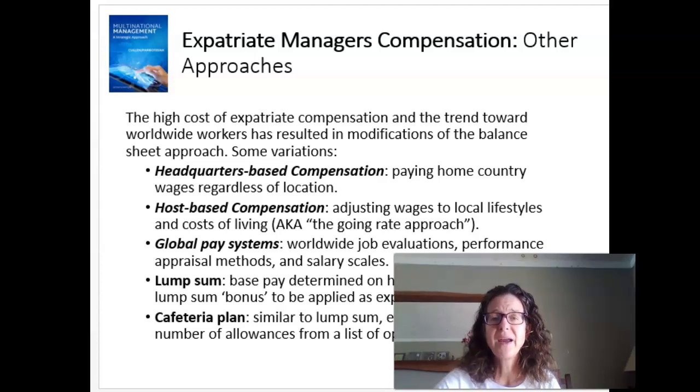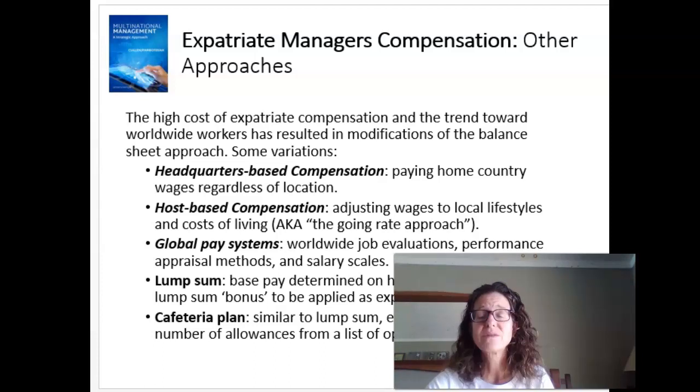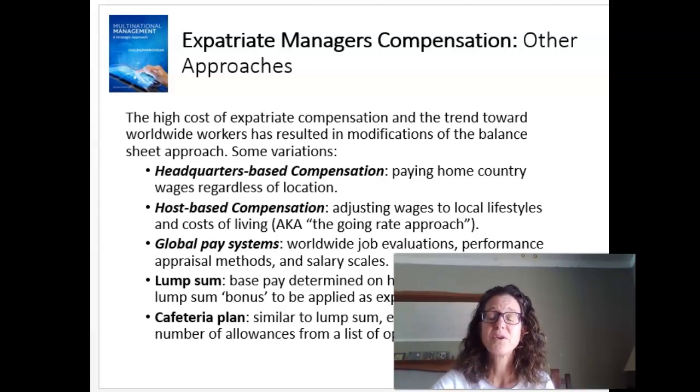The cafeteria plan is similar to the lump sum plan, but allows expatriates to have a certain number of allowances. Many organizations might have a generous compensation plan for the first year, but then slowly take away different allowances once the expatriate is better rooted in the host country. The purpose is to reduce the costs associated with international compensation from the organizational side.